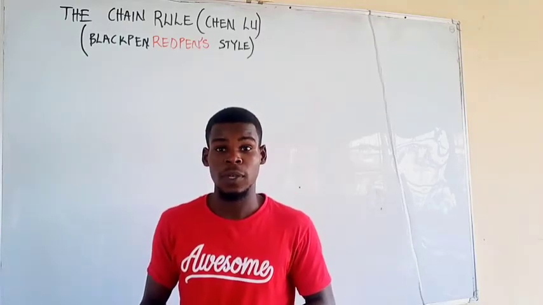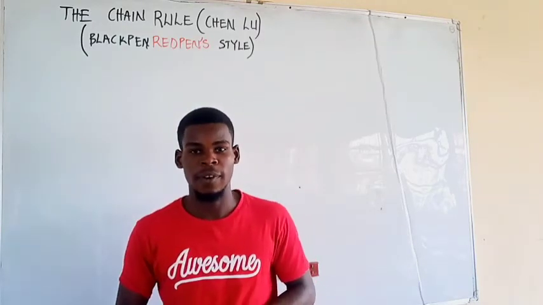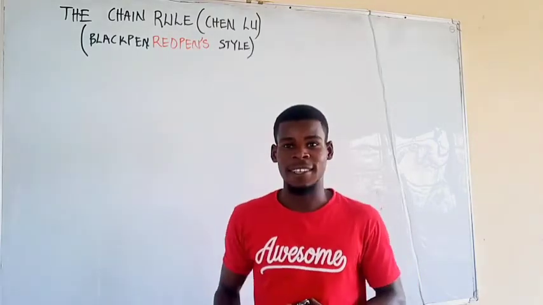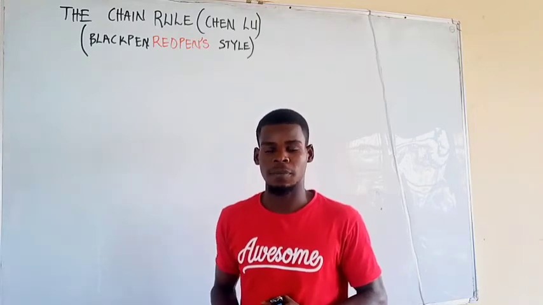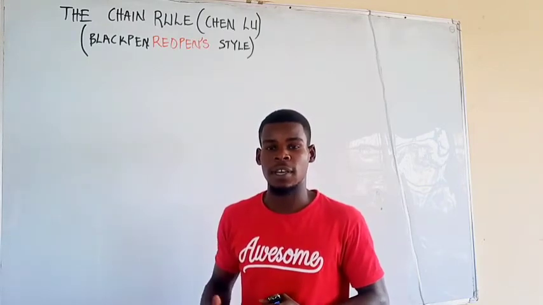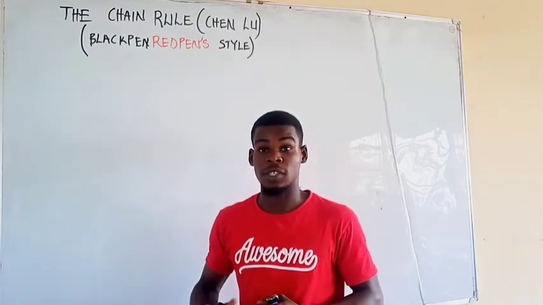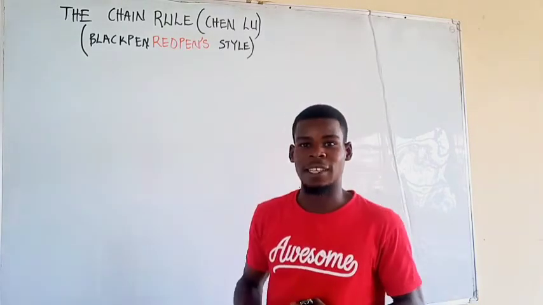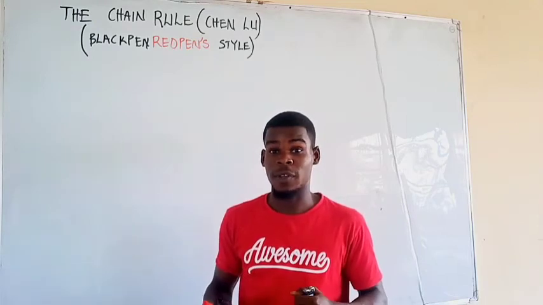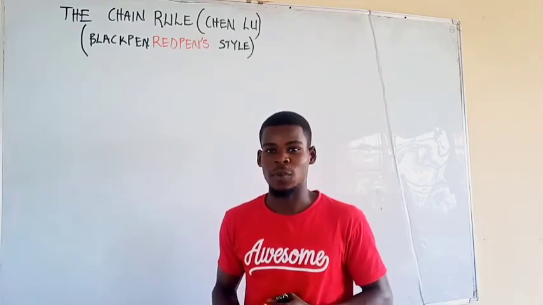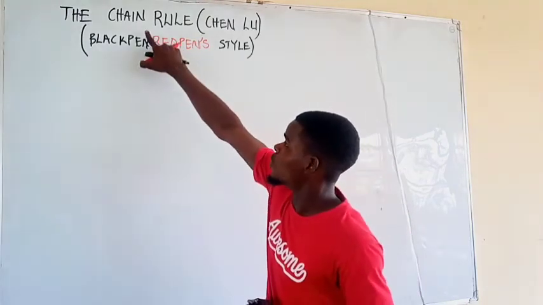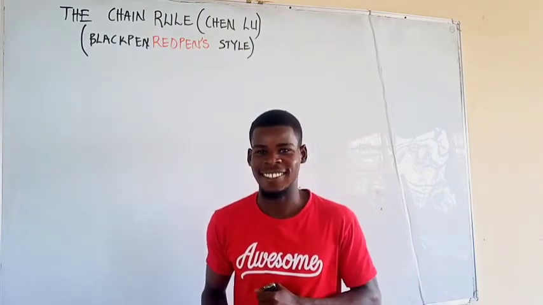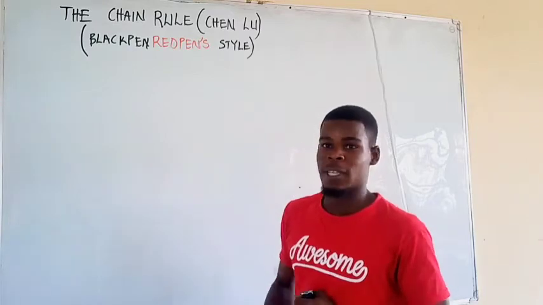Now in this video, we want to look at the chain rule, right? And now I've highlighted here for you Blackpenredpen style. So I figured out this technique of differentiating functions of functions using the chain rule. I figured out that this technique or this style, as I've highlighted here, was a very good one, right? And I'm going to show you real quick. So we can call it the chain rule, or we can also call it the Chen Lu. Okay, great. All right. Let me give you a little thing.